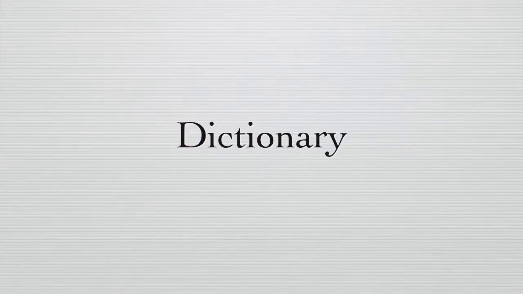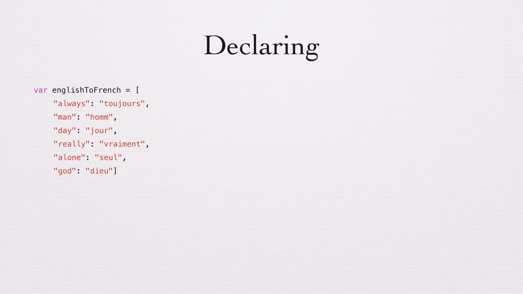I will now describe the dictionary class in Swift. As I said earlier, a dictionary is an unordered collection of multiple values of the same type. In this example, we declare a dictionary variable called englishToFrench. This is initialized to 6 items. Each item consists of a key-value pair. Both key and value are of string type.